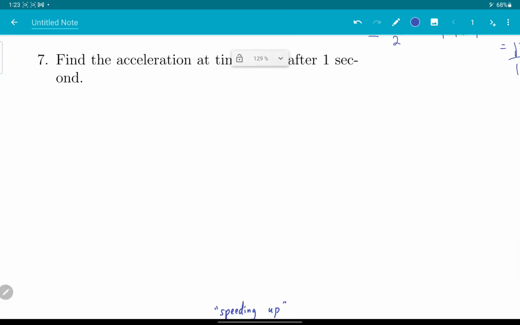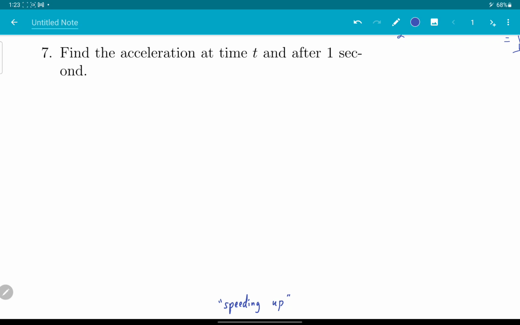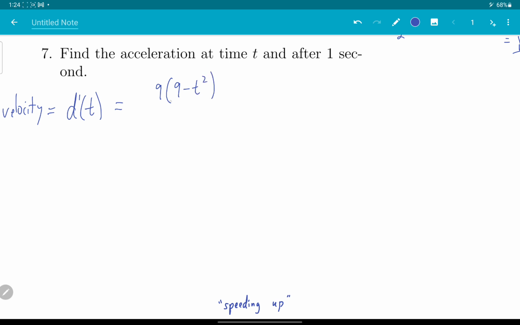Now, moving on to acceleration. Acceleration is the derivative of velocity. So it's the rate of change of the rate of change. So we start with our d prime, which was velocity: 9 minus t squared all over t squared plus 9 all squared. And then acceleration will be the derivative of that.